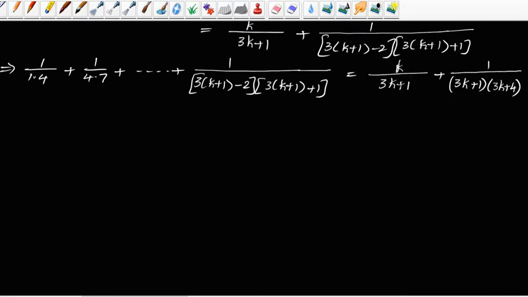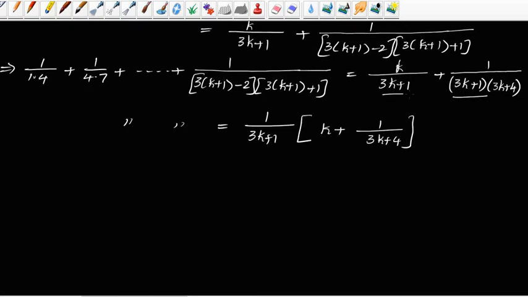Now, taking common 1 by 3k plus 1 on the RHS side and simplifying. Write down the same value on the LHS side. How much will you get? k plus 1 by 3k plus 4. Here we have taken the common 3k plus 1 outside, so the remaining answer will be k plus 1 by 3k plus 4.